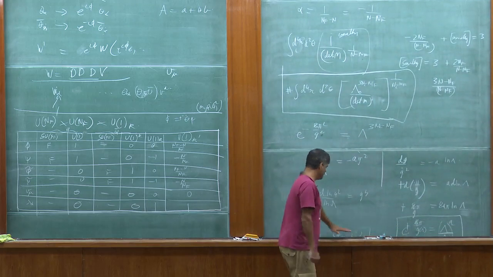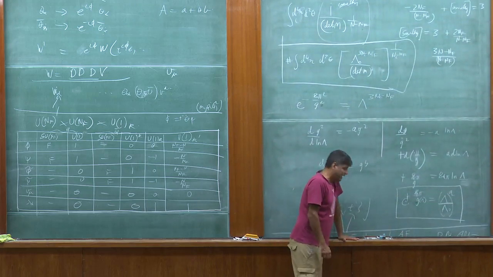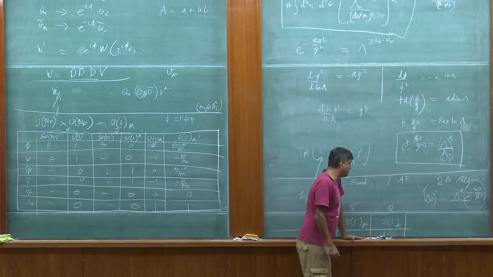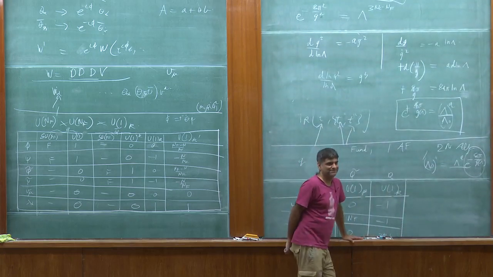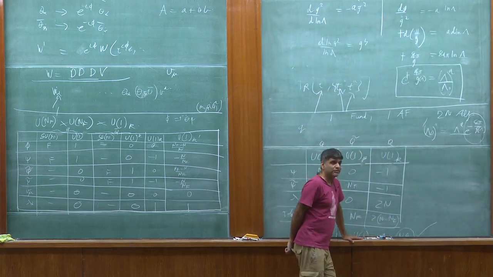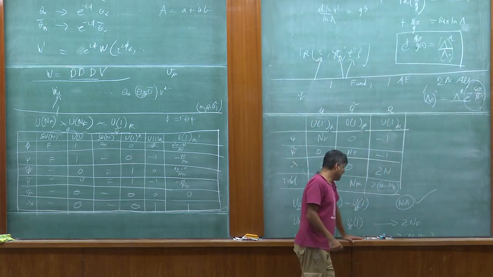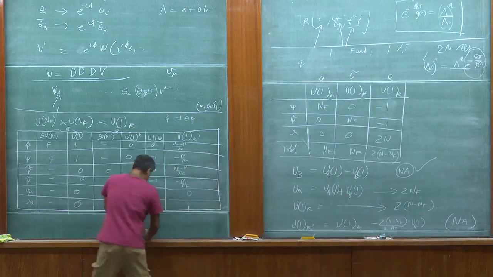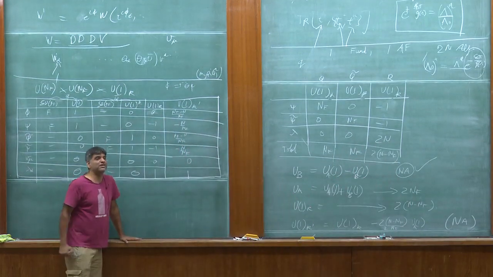The last part of this class is to ask, what does this Affleck-Dine-Seiberg superpotential mean for this theory? Okay, so we've got the superpotential. Now we're going to ask the following question: what does this mean for the vacuum structure of our theory?